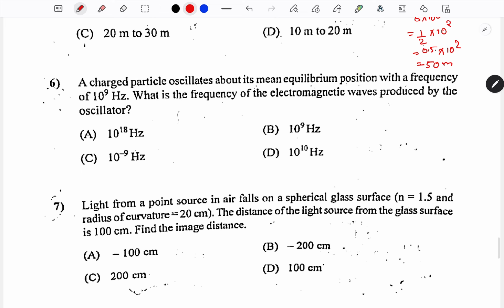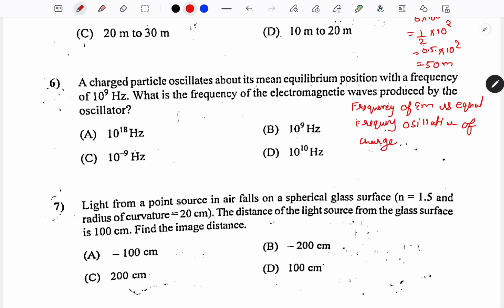Now see what the next question says. A charged particle oscillates about its mean equilibrium position with a frequency of 10 to the power 9 Hz. What is the frequency of the electromagnetic wave produced by the oscillator? Okay, in this question, the frequency of the EM wave is equal to the frequency of the oscillator, of the charged particle.